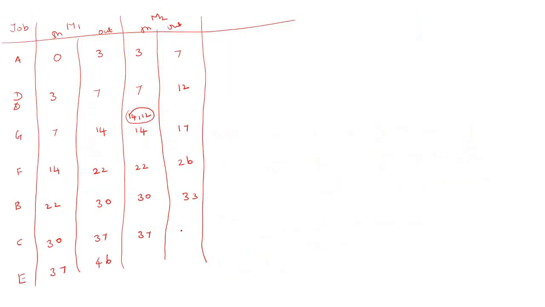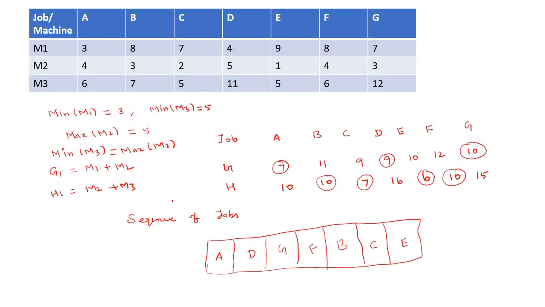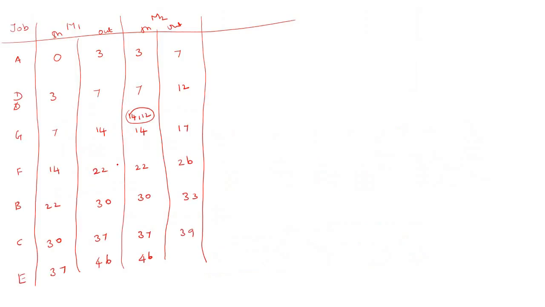37 plus 2, 39. So the maximum is 46. So 46 plus 1, sorry, 47. So next we find M3, the third machine.